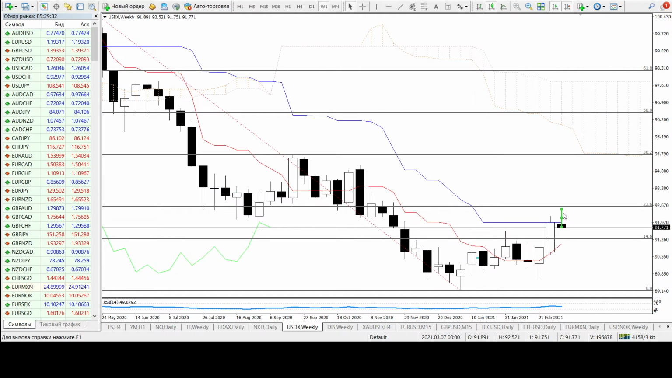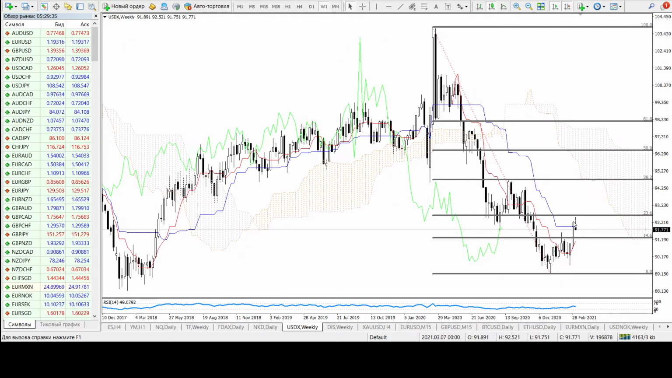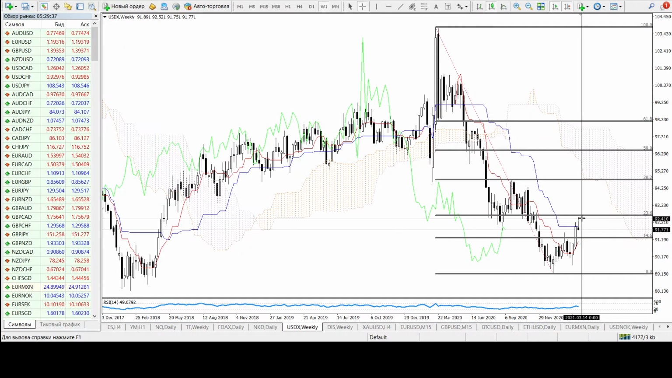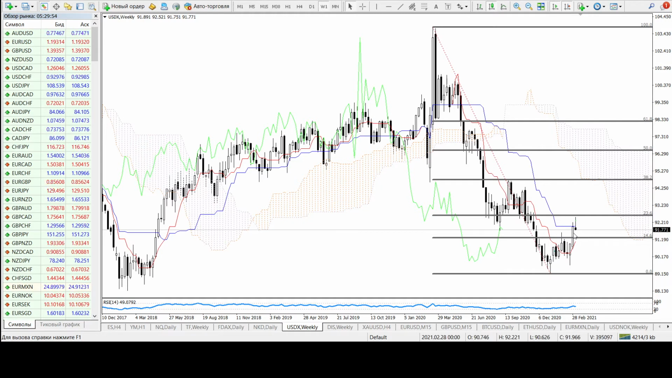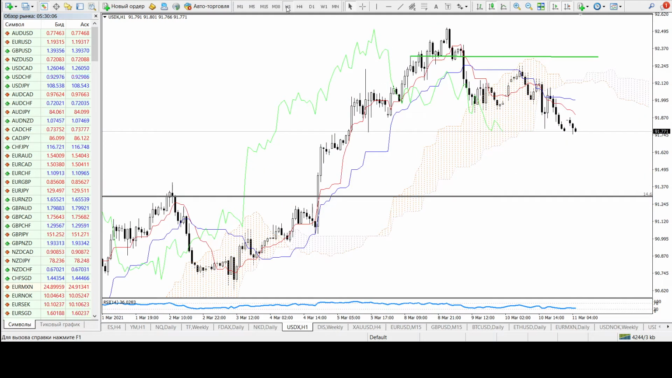First of all, I want to show you the weekly chart. And if the weekly chart ends Friday under the 91.90 area, if the week will be under 91.90, this will be a good reason for us to wait for an upgoing tendency on euro dollar and a downgoing tendency on American dollar index and the currency pair United States dollar with the Japanese yen. So this is my technical idea for the next couple of days.